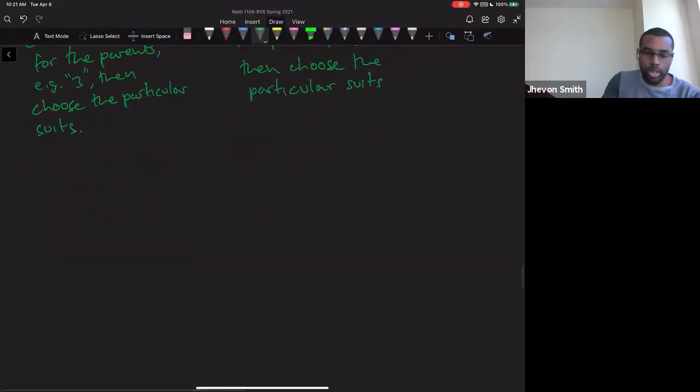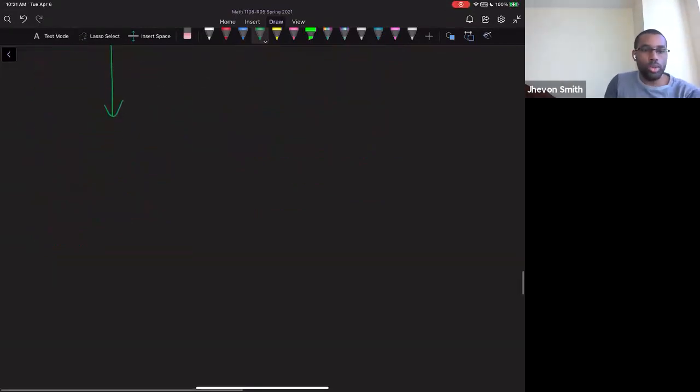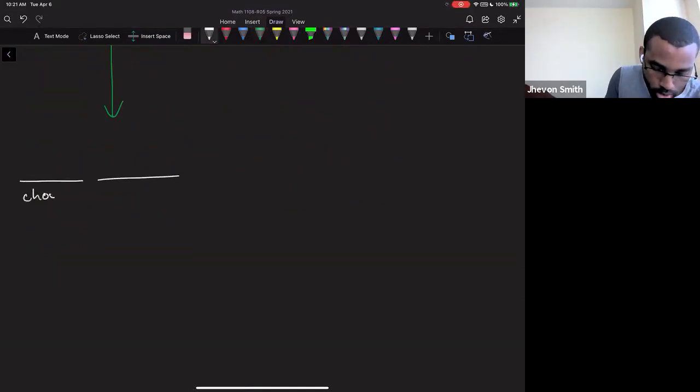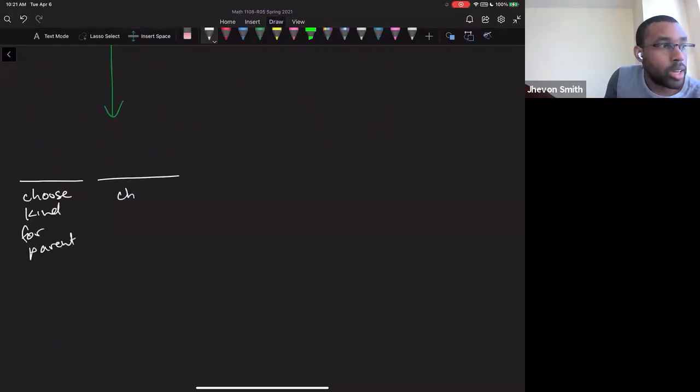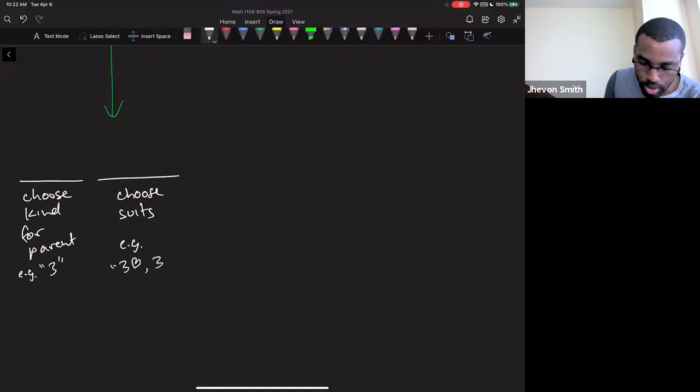And so now what you can do is you realize that this comes in two stages for the parents. Choose kind. Choose suits. Right? So for example, choose three. And over here is, for example, choose the three of hearts. And choose the three of diamonds specifically, right?